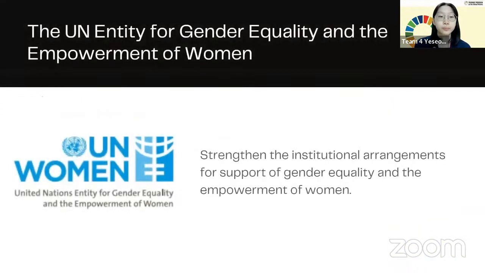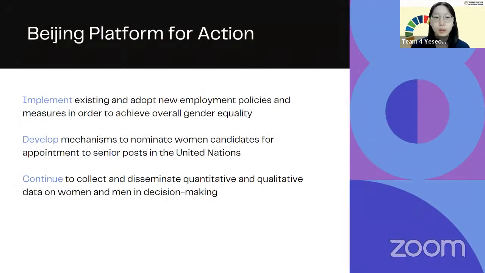The UN specific objective states the following: implement existing and adopt new employment policies and measures in order to achieve overall gender equality, particularly at the professional level and above, by the year 2000, with due regard to the importance of recruiting staff on as wide a geographical basis as possible. Develop mechanisms to nominate women candidates for appointment to senior posts in the United Nations, the specialized agencies and other organizations and bodies of the United Nations system. Continue to collect and disseminate quantitative and qualitative data on women and men in decision making and analyze their differential impact on decision making, and monitor progress towards achieving the Secretary General's target of having women hold 50% of managerial decision making positions by the year 2000.